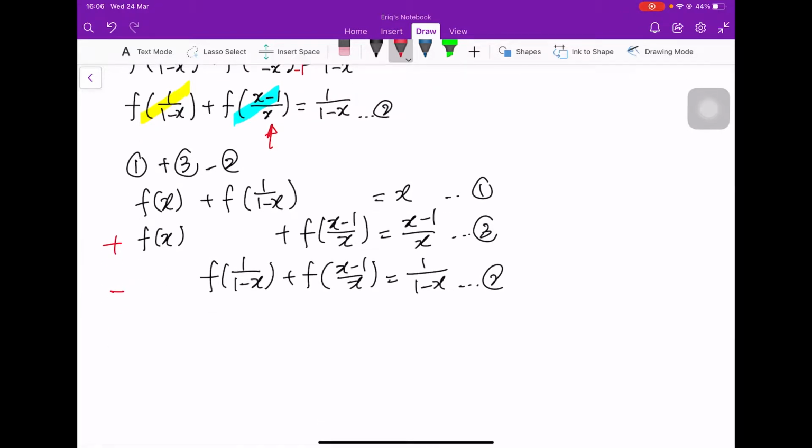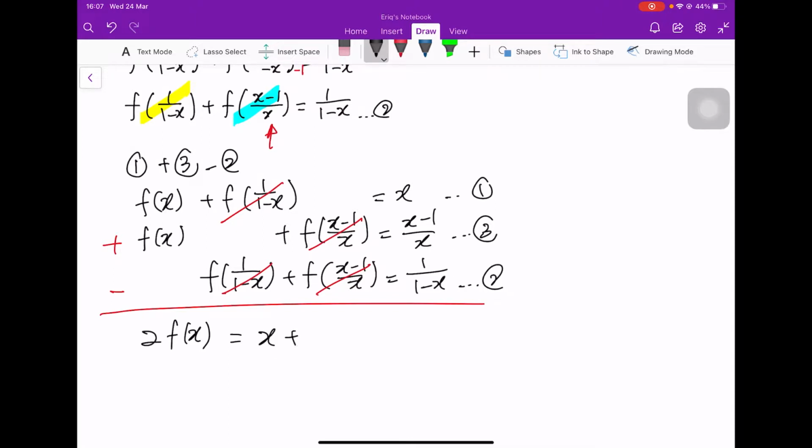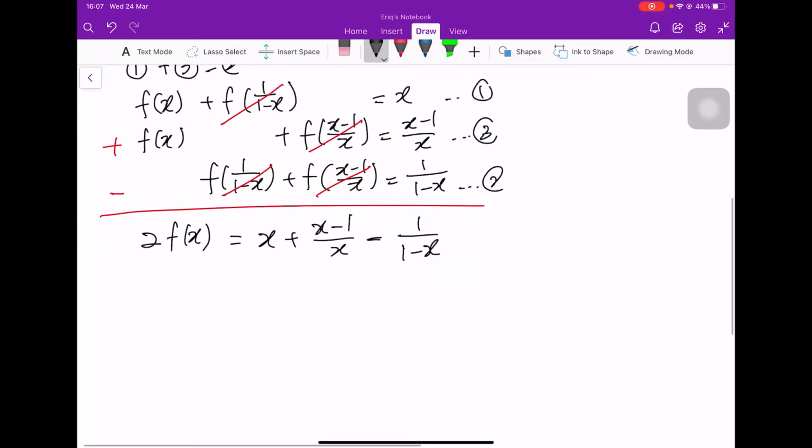So what will we get? See here, f of x plus f of x, we will just have 2f of x. And this can cancel because this minus this, right? Same thing, this and that can cancel. So at the end of the day, you just add up x plus x minus 1 over x. It's a minus, yeah? It's a minus 1 over 1 minus x. So it's very simple, it's very clear. You already took out your f of x. You just have to go ahead and simplify your right hand side and bring the 2 over.